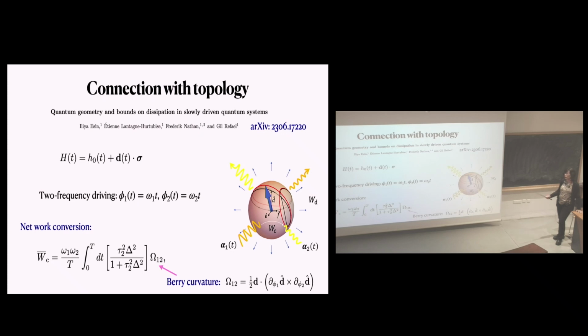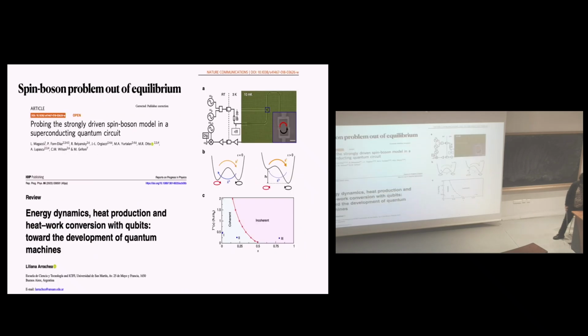Under which conditions can we design protocols that are also topological? So they are not only geometrical, but they are quantized or related to some quantized quantity. There are already studies in this direction, but not yet at the level of the heat exchange, only at the level of the power exchange. So this is one thing, and the other thing that I think is still interesting is to study the spin boson problem out of equilibrium.